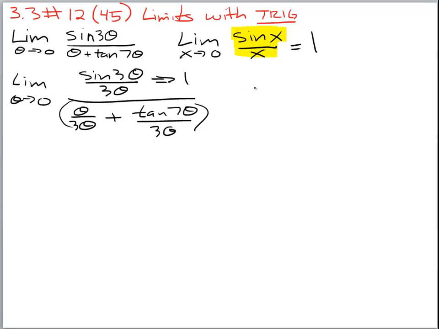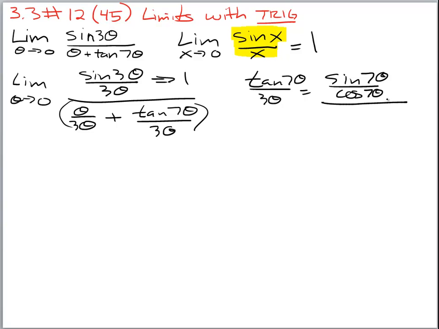So let's take them in two pieces. Let's just deal with this tangent piece. So tangent 7 theta over 3 theta equals sine of 7 theta over cosine of 7 theta, right? All over 3 theta. Well, that's the same thing as sine of 7 theta over 3 theta times 1 over cosine of 7 theta.